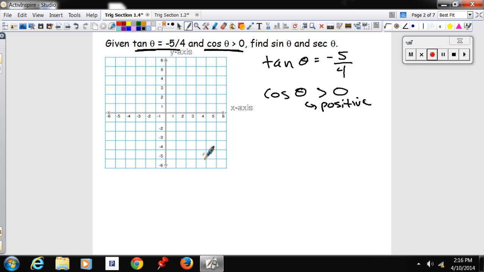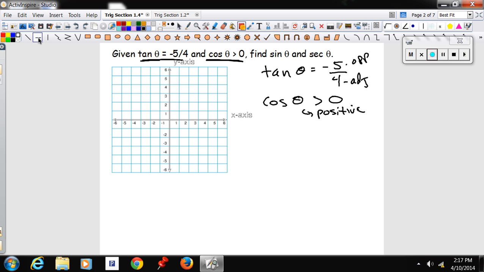But how do I know the sides and stuff? Well, look at this clue right here. What does tangent represent to us? Opposite over adjacent. So I know my opposite side is a 5, my adjacent is a 4, and I know I'm going to be in quadrant 4. So adjacent is always on the x-axis. So I'm going to draw a 4 on my x-axis. My opposite side is always my y-axis. So I'm going to go down 5 because I know I'm in quadrant 4.